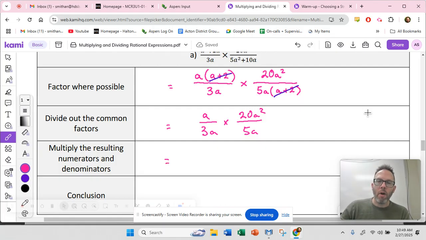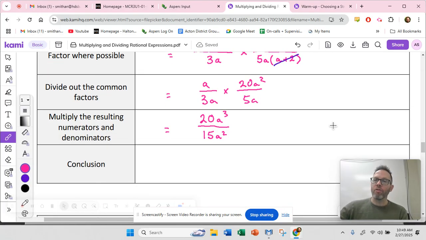So a times 20a squared, 20a cubed. 3a times 5a is 15a squared. And what you're left with, 20 divided by 15. If you're using a calculator, you're going to get 1.3 repeated. We generally don't prefer to write down decimals that don't terminate like that. I'm going to leave it as 4 over 3. And a cubed divided by a squared is just equal to a. So that whole big mess at the start of the problem simplifies down to 4a divided by 3. That's crazy. Almost.